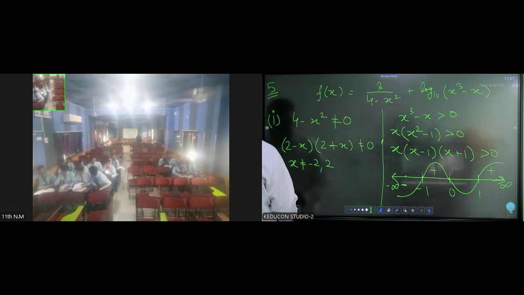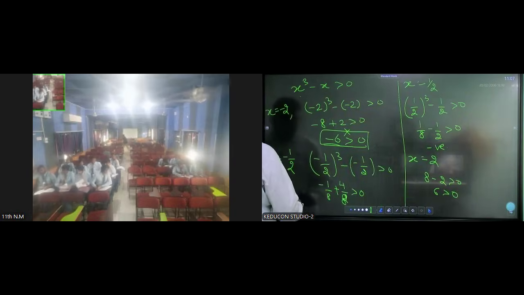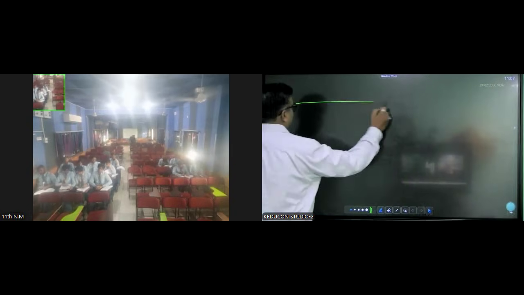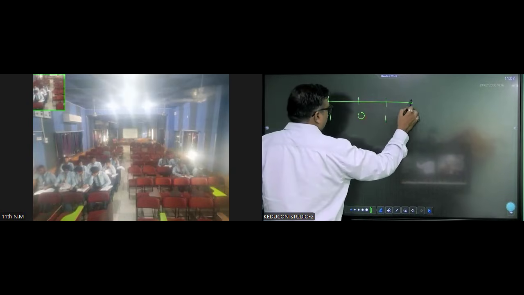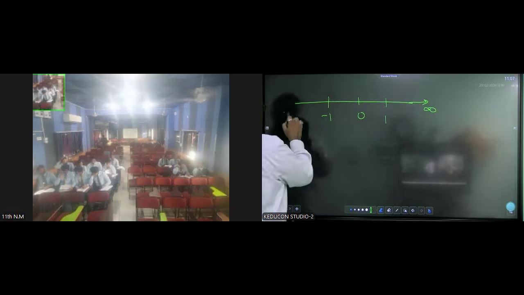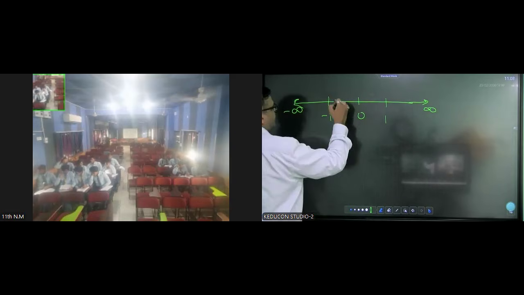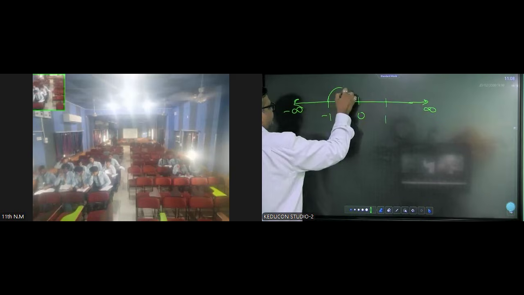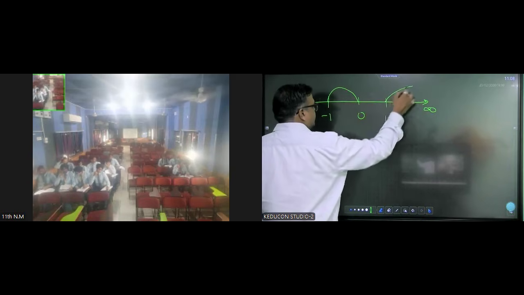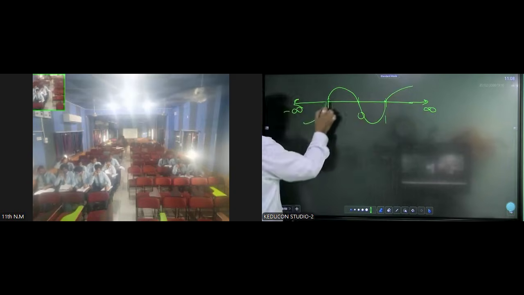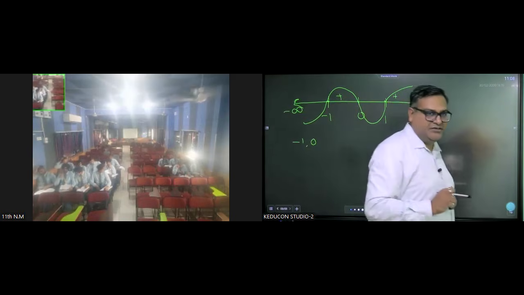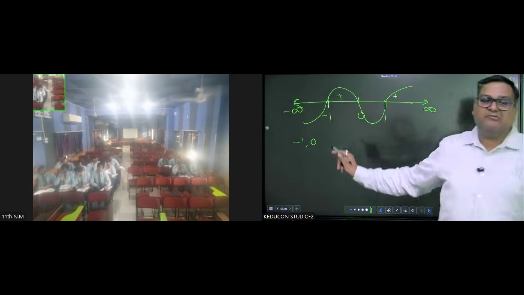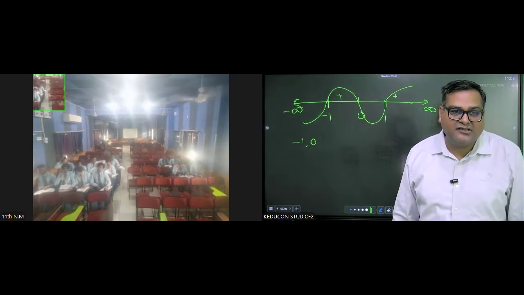Now how to work out? Now this interval, let's say -1, 0, 1. So this interval is positive and this interval is also positive, right? So these two intervals are positive. So the interval will be -1 to 0. Now students, tell me, will it be included or excluded? The extreme points will be excluded or included?